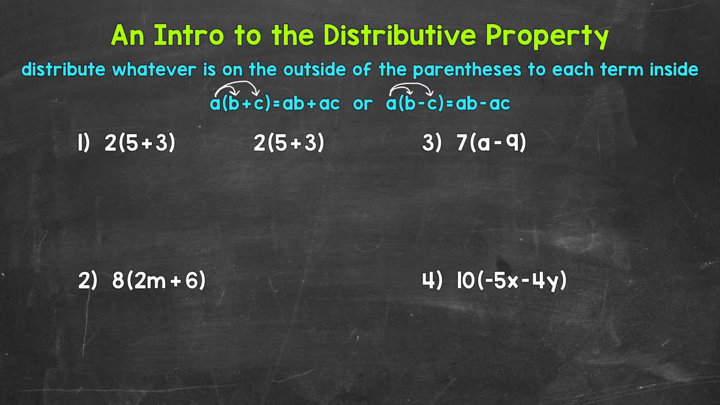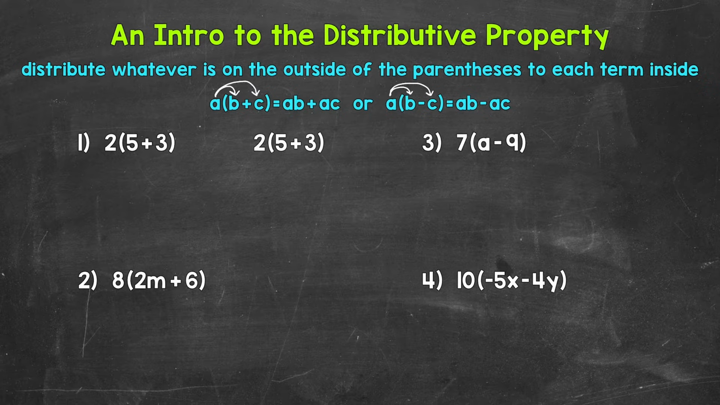Now, the distributive property can help us remove parentheses within algebraic expressions. This helps us simplify expressions when we do not have like terms within parentheses that we can combine. Now remember, when we have something next to parentheses, that means multiplication. So we can use the distributive property to distribute whatever is on the outside of the parentheses to the terms inside the parentheses. The distributive property works when we have addition or subtraction inside of the parentheses.